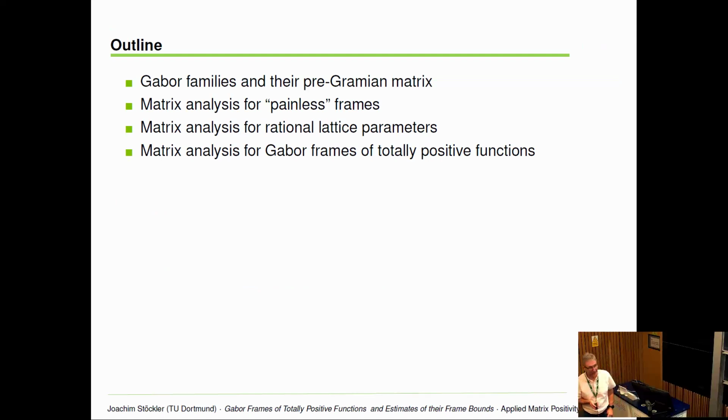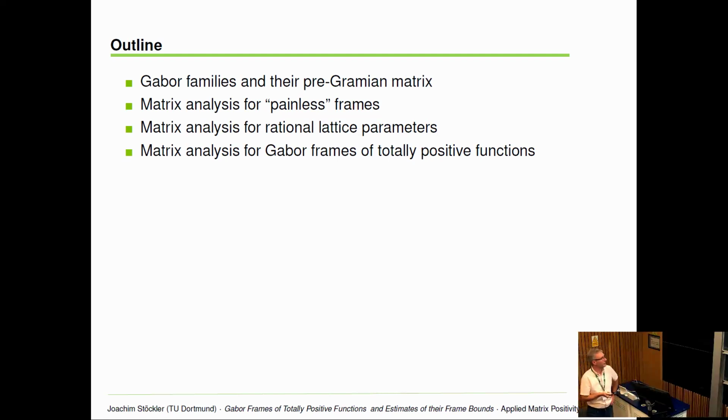I want to explain the basic definition of Gabor families, the pre-Gramian matrix or Ronchen matrix, which was mentioned several times today. I also want to give a little bit of a feeling of the type of methods that I'm talking about today by this second section, which contains a proof for so-called painless frames.